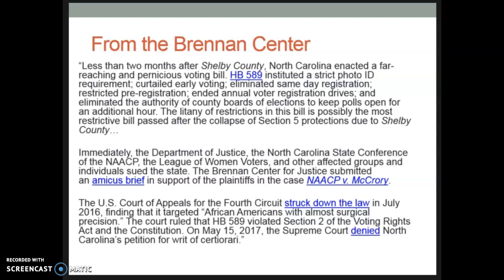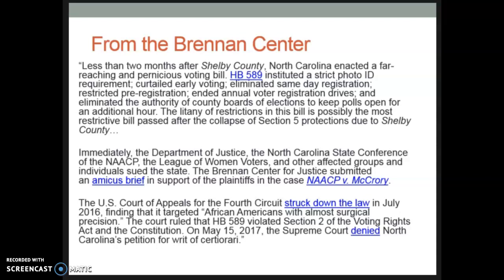Immediately, the Department of Justice, the North Carolina State Conference of the NAACP, the League of Women Voters, and other affected groups and individuals sued the state. The Brennan Center for Justice submitted an amicus brief in support of the plaintiffs in the case NAACP versus McCrory. The U.S. Court of Appeals for the 4th Circuit struck down the law in July 2016, finding that it, and this is a quote, targeted African Americans with almost surgical precision.